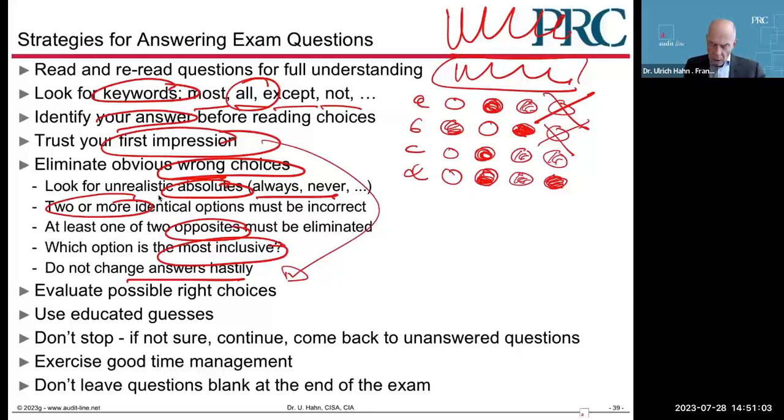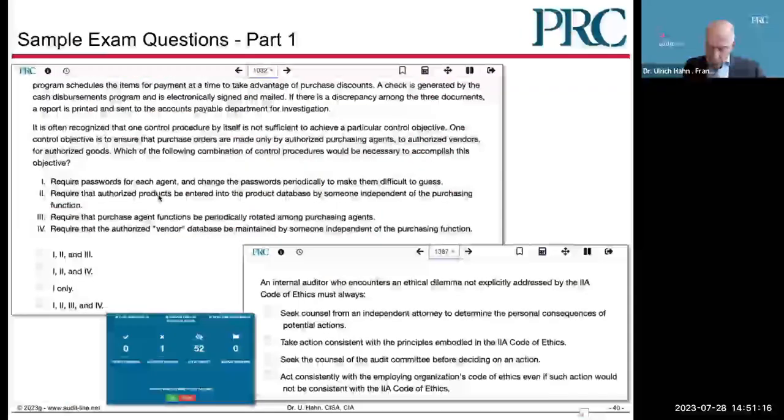What else? That was more or less it. Don't leave questions blank. You can click everything. There's no subtraction. And that's it for the time being.